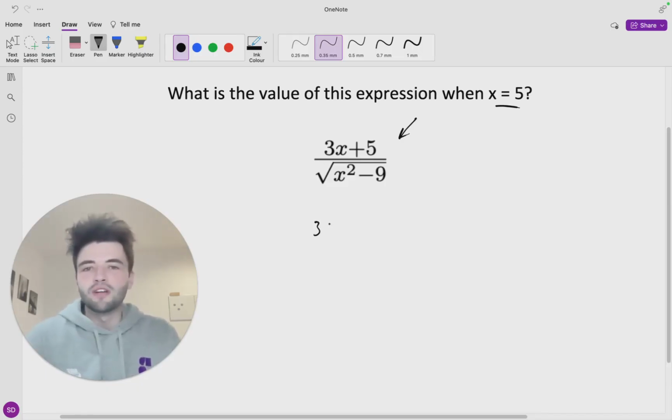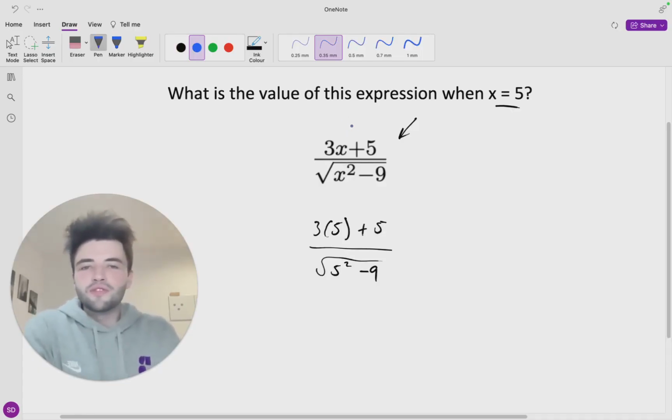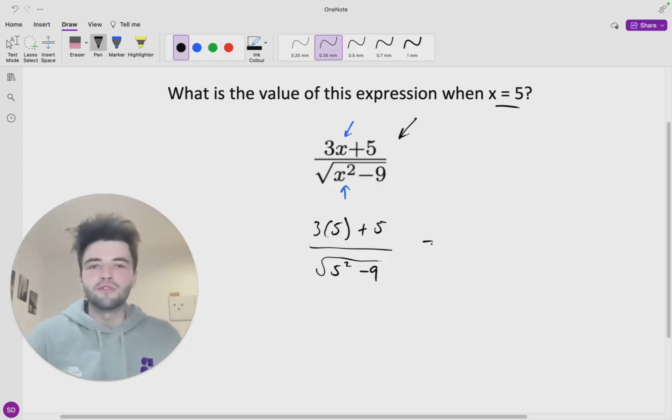But I'm just going to start writing it out now with 5 instead of x in it. And so as you can see here, I've just found the places where we had an x, which was once on the top and also once on the bottom. And wherever that x was, I just put in 5 instead. And so we've got this new looking fraction now with just numbers in it, and we're going to be trying to find out how this looks when we simplify it a bit.